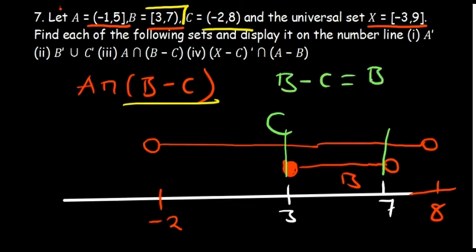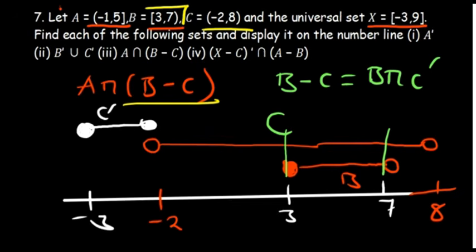The other way that you can think of it is B minus C is the same as what? B intersection C complement. So if we come up with a C complement, guys, it's going to move from this point all the way up to the ending point, which in this case is -3. That is for a C complement. Then the other part moves from that point all the way up to 9. That is our C complement.